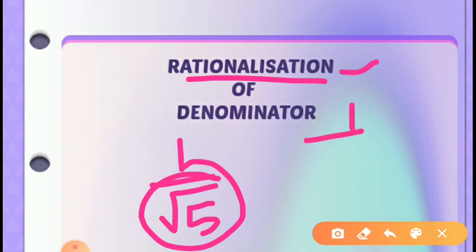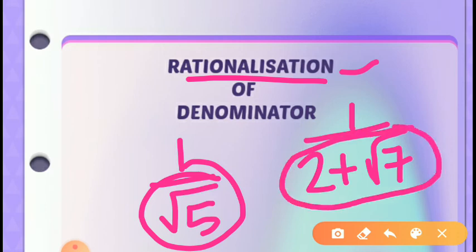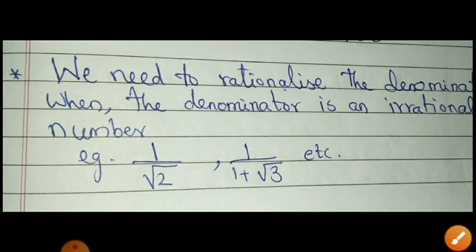Now suppose if I have 1 by 2 plus root 7. Is your denominator rational or irrational? It is irrational. Okay, 2 plus root 7, because in 2 we have added root 7. Root 7 is irrational. Okay, so 2 plus root 7 is an irrational number, and hence for this I have to rationalize. That means I have to make the denominator a rational number. Okay, that is what I have written here.